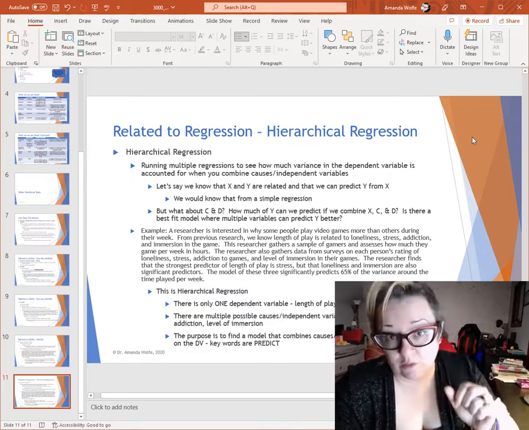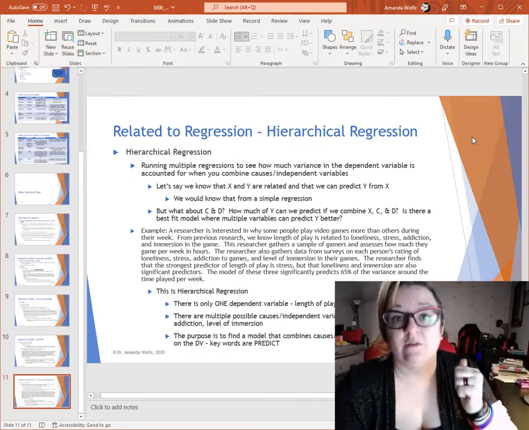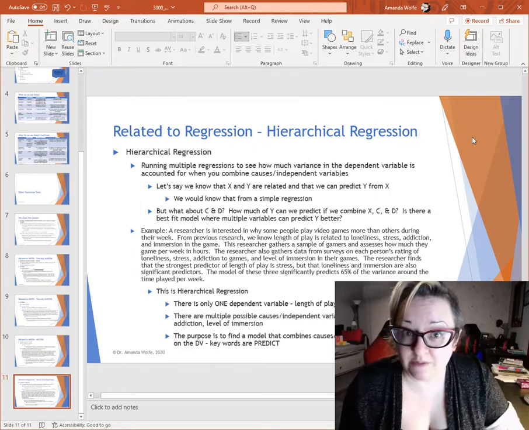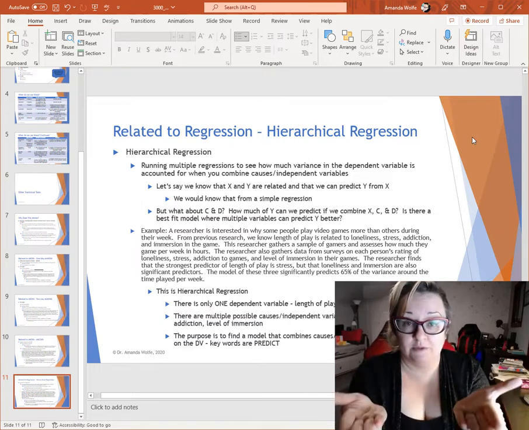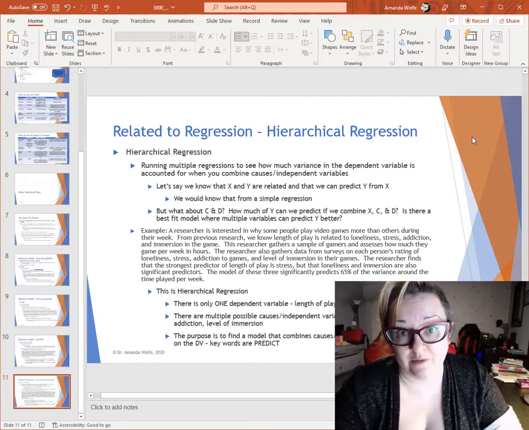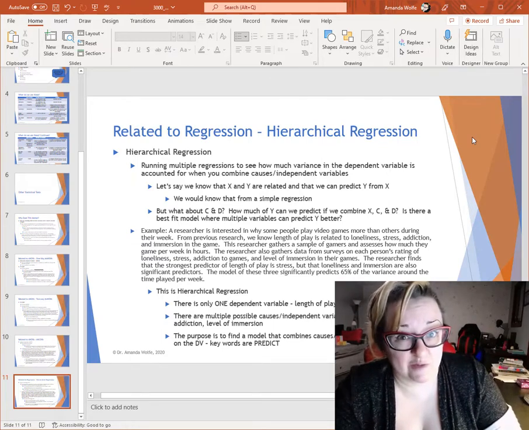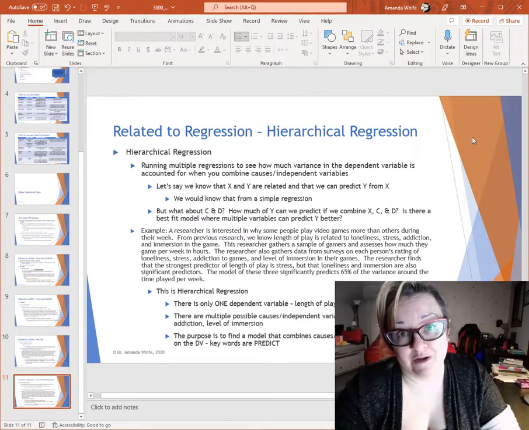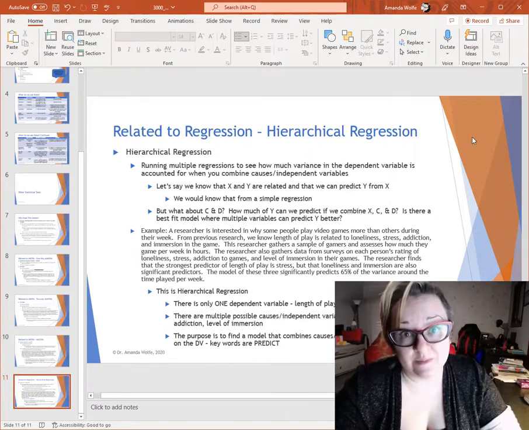So again, correlation, relationship, regression, predict. But the regressions you've already covered are simple. They're only two variables, just like a correlation. But we do have a more advanced form of regression. In fact, there's lots of kinds of regression. But the only one I want you to know for this class is a hierarchical regression. What's the difference between a simple regression and a hierarchical regression?